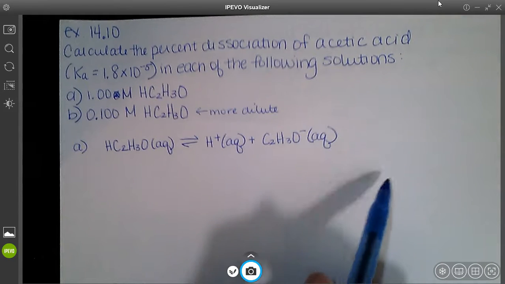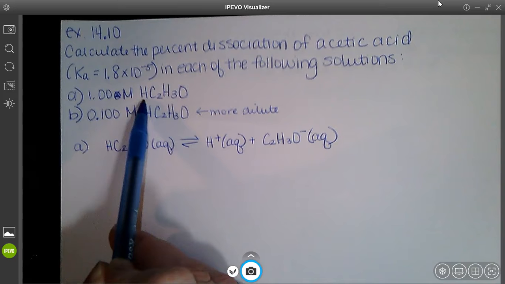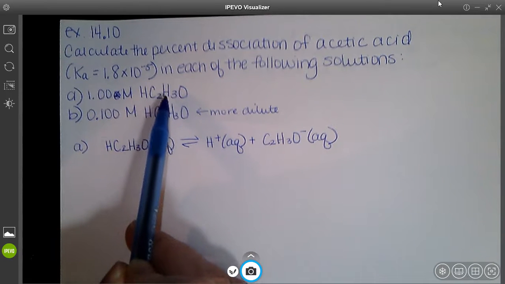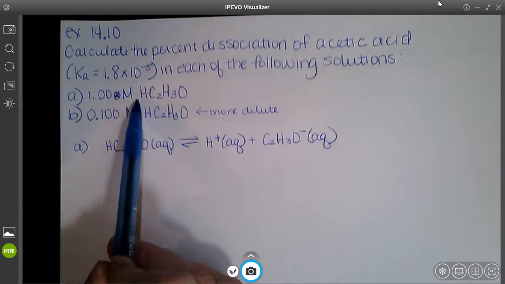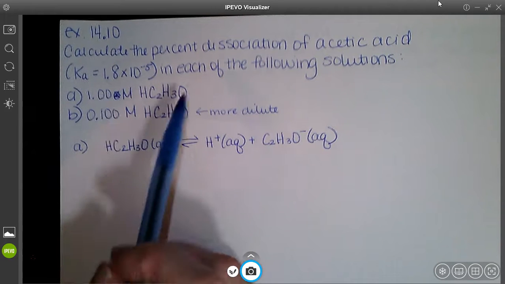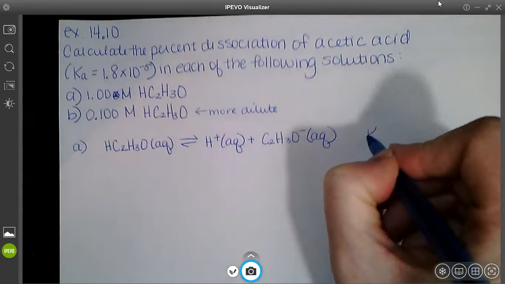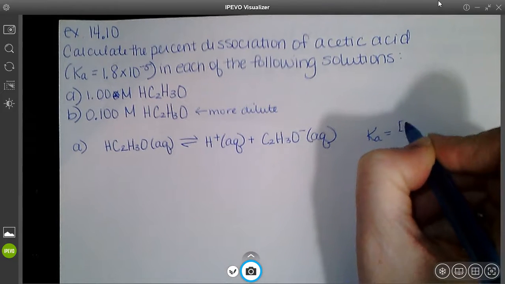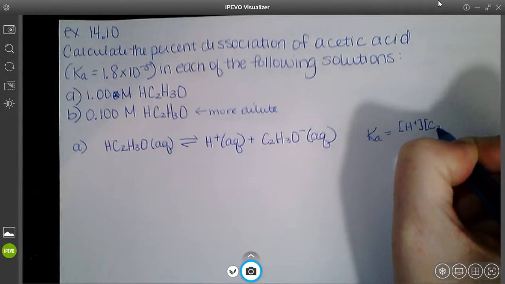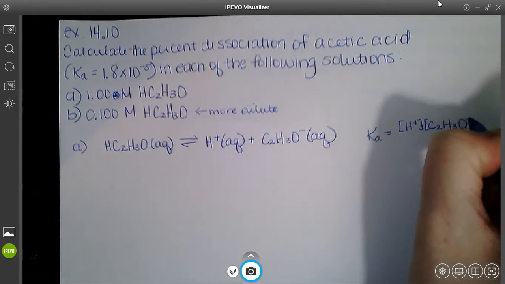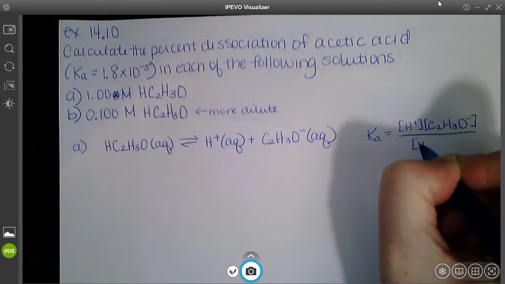If you're ever confused about which hydrogen is going to pop off, generally they're going to write it so that the hydrogen that pops off is written on its own. So notice how it doesn't say H4 as a total. This H is written by itself, which tells you that that's the one that's going to go away. We also have the Ka expression, so that's going to be the concentration of hydrogen ions times the concentration of acetate ions divided by the concentration of acetic acid at equilibrium.